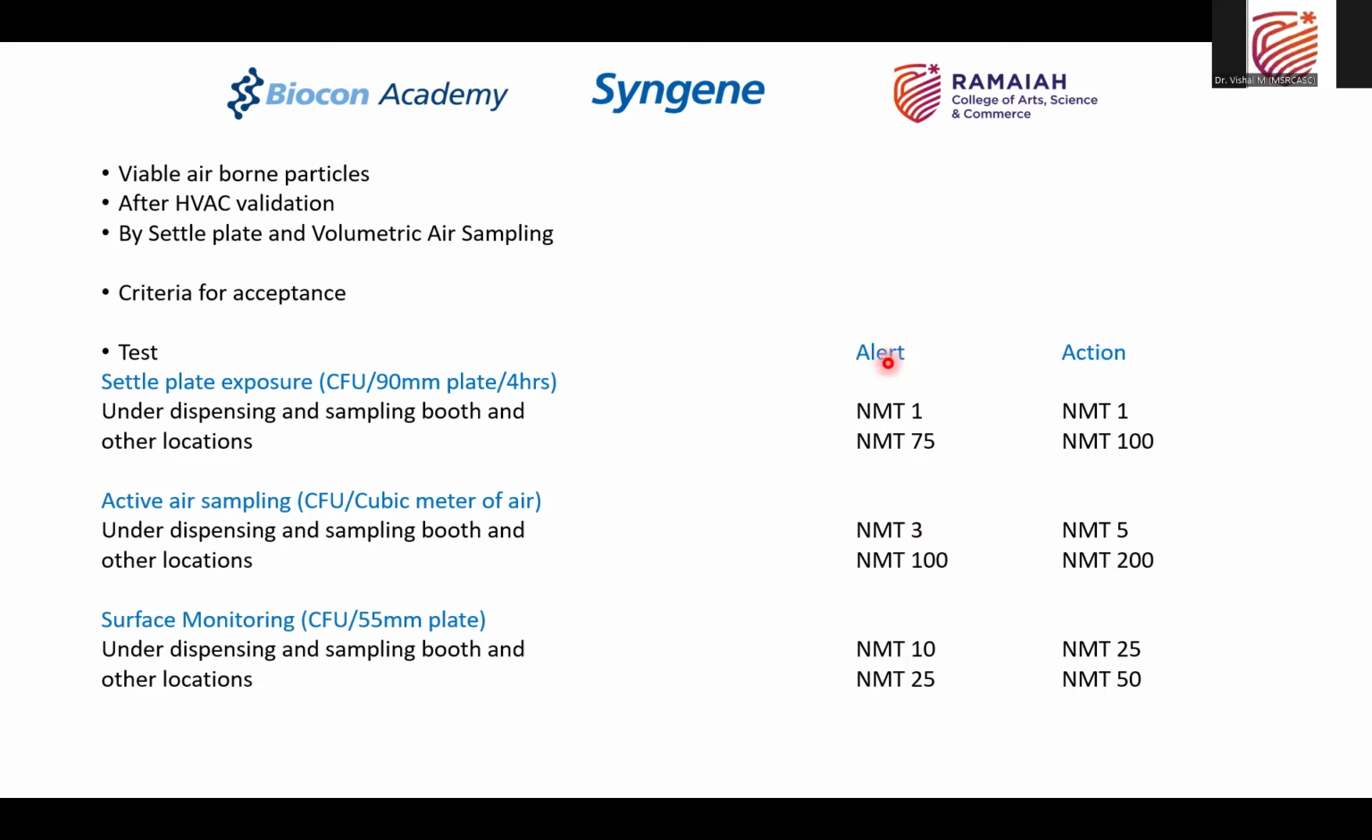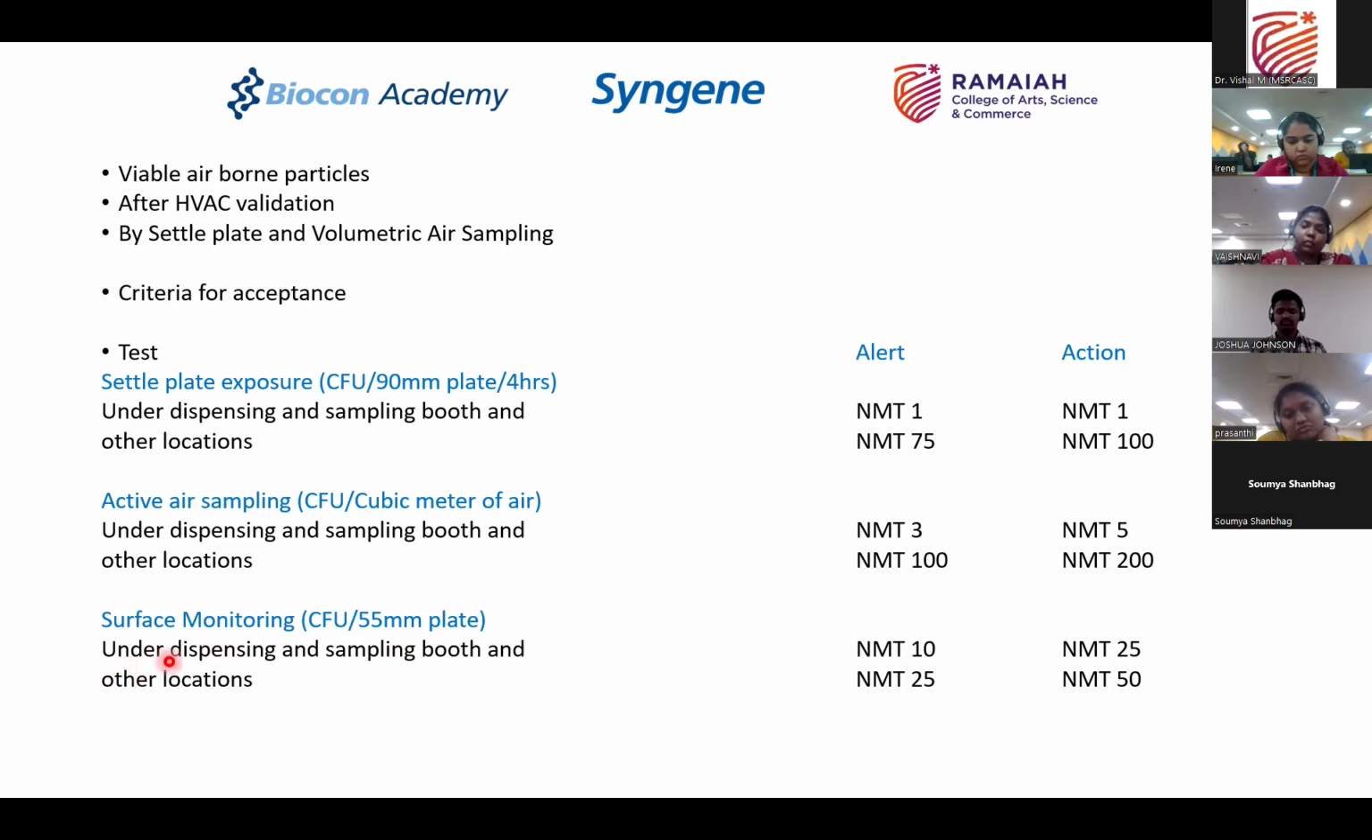If it is more than that, there should be some alert. If the colony forming units are more than 200, action has to be taken to control and reduce these viable counts, colony forming units or microbial counts. Now, surface monitoring: when you are monitoring the surfaces of the manufacturing area where the entire manufacturing is happening, or the clean rooms where research is happening, during surface monitoring under the dispensing sampling booth, there should not be more than 10 colony forming units. If there are, there is an alert.